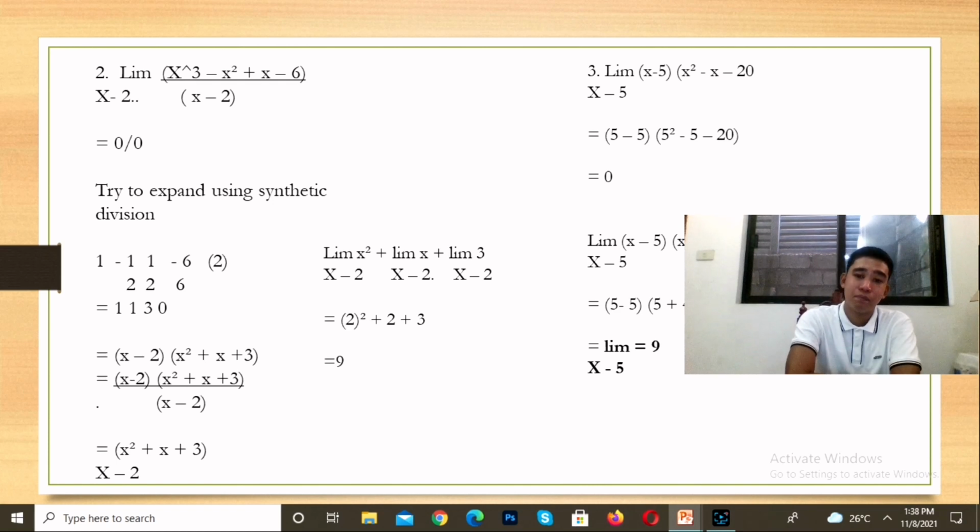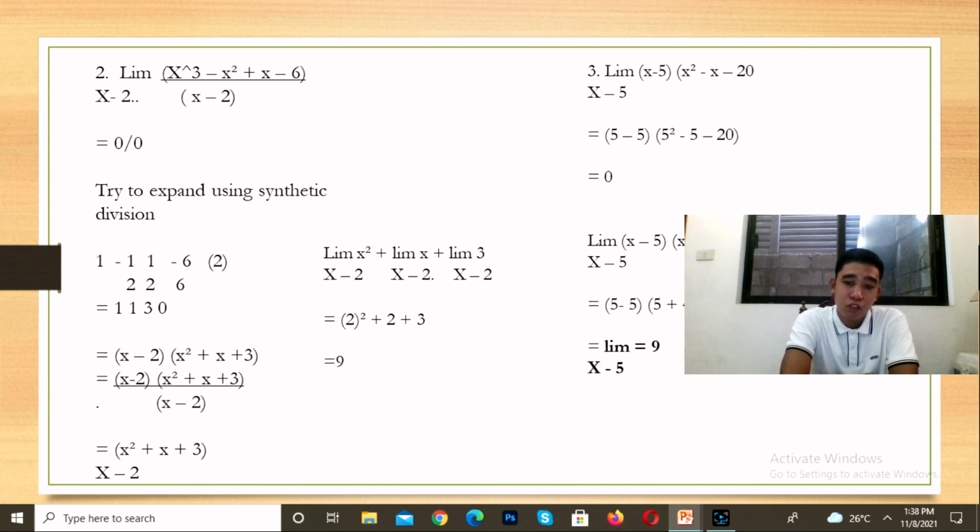Example number 3. The limit of (x minus 5) over (x squared minus x minus 20), as x approaches 5. Substitute 5 for all x. So 5 minus 5 is 0. Then 5 squared minus 5 minus 20: 5 squared equals 25, minus 5 equals 20, minus 20 is 0. So it is 0 over 0.